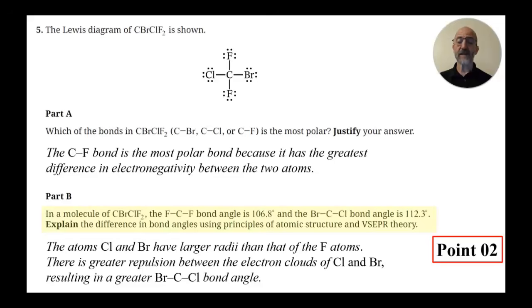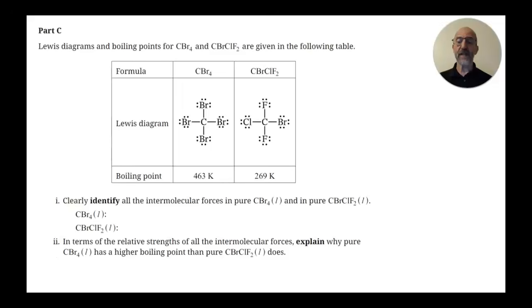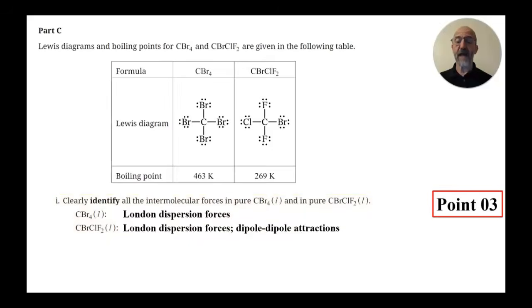Let's move on to our next part of this question involving intermolecular forces. It says, clearly identify all of the intermolecular forces in pure CBr4 liquid, which is on the left, and pure CBrClF2 liquid on the right. Well, they both are going to experience London dispersion forces, but one of them is nonpolar, and the other is polar. So the CBr4 is a nonpolar molecule and can only experience London dispersion forces, but the CBrClF2 molecule is classified as polar. So it experiences a combination of London dispersion forces and dipole-dipole attractions. So that's my third point in this question.